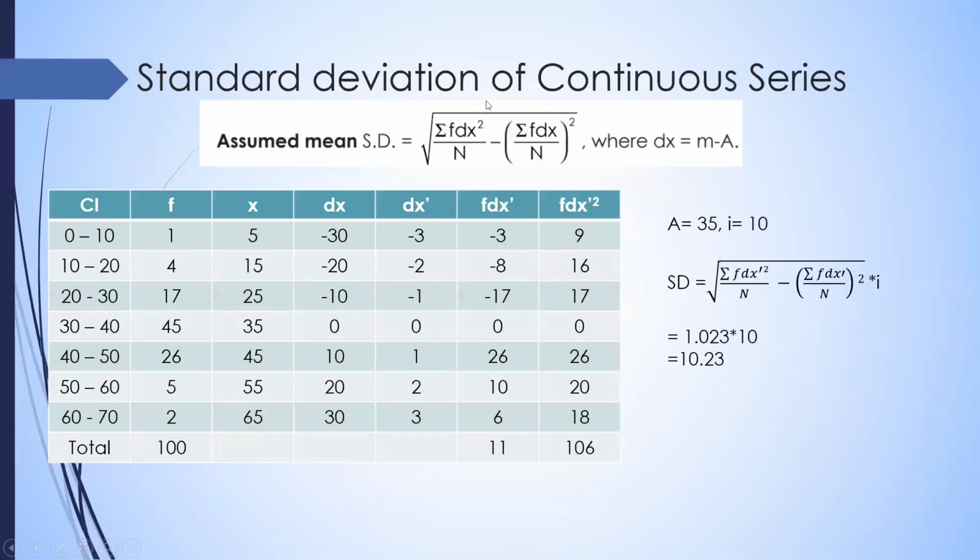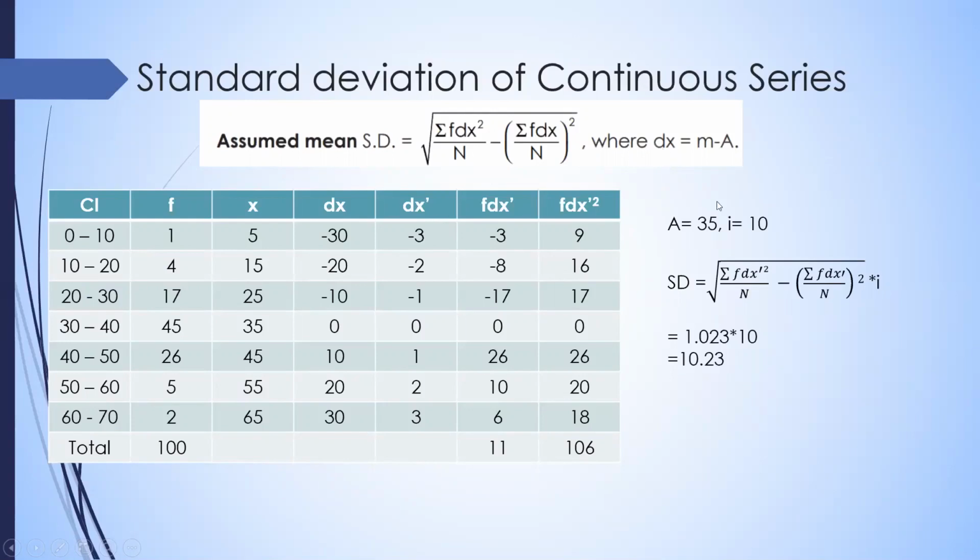And in the case of continuous series, again, the process is continued with the simple difference that here, instead of x, you make use of the midpoints, which may sometimes be denoted as m, the midpoint of the class interval under consideration. And here again, there's one difference that I have used: I've used a dx dash along with the dx, where I have divided my deviations by a common factor of 10.